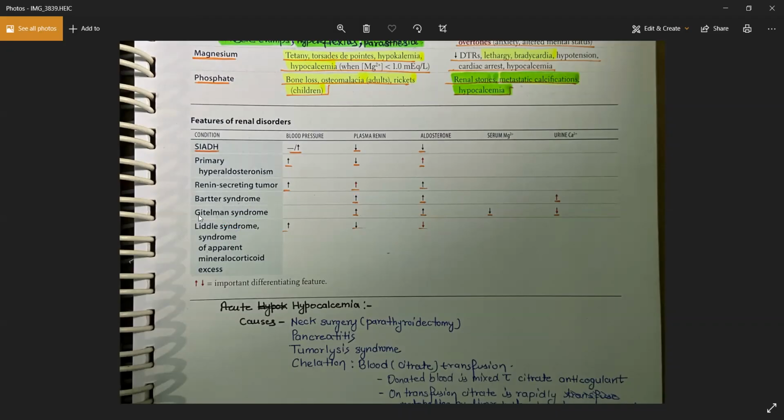Gitelman syndrome, working like the thiazide diuretics, again, you will have the same high aldosterone levels, high renin levels. But in this case, you're having a low urine calcium, high serum calcium because of this calcium reabsorption, and low magnesium levels. In case of Bartter syndrome, working just like the loop, you will be having a high urine calcium, right? Liddle syndrome, or the syndrome of apparent mineralocorticoid excess, works like hyperaldosteronism, but with a low level of aldosterone, a low level of renin, and this high BP, right?